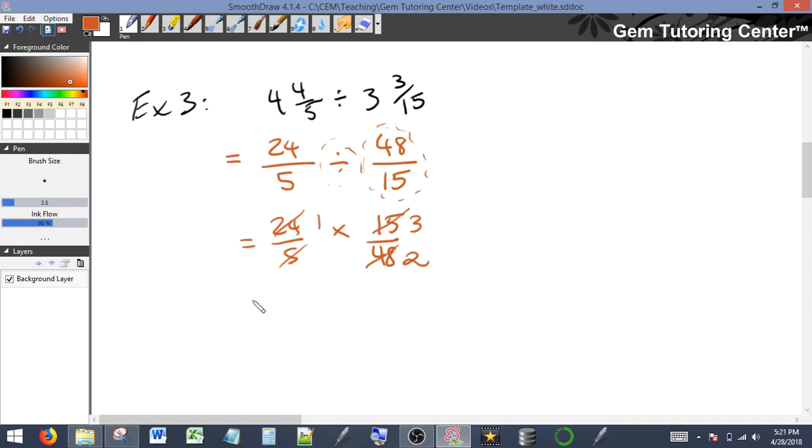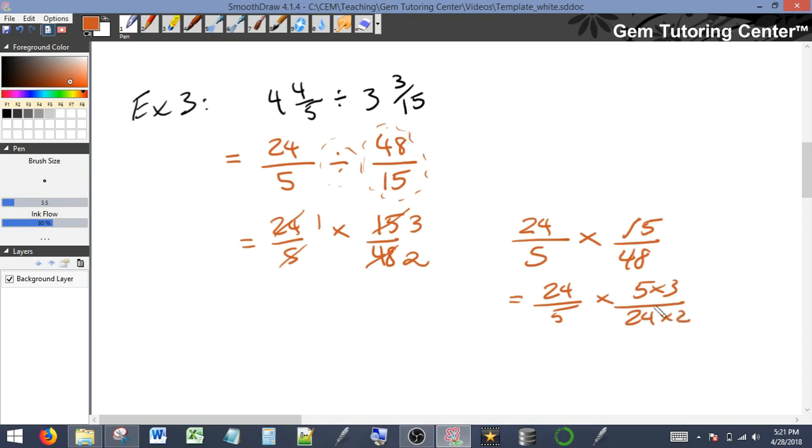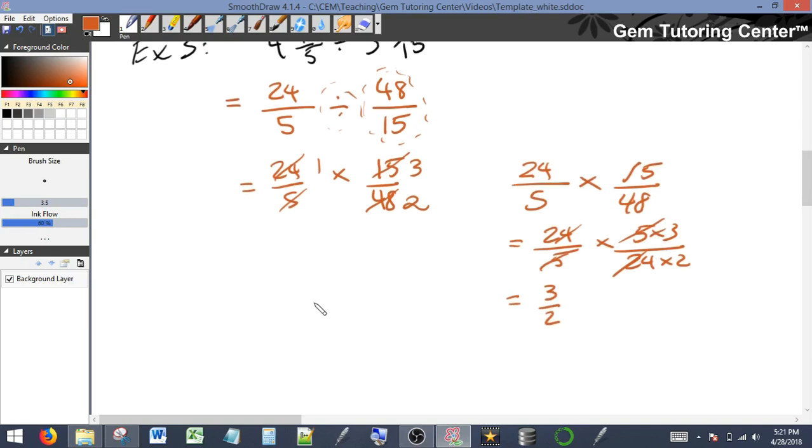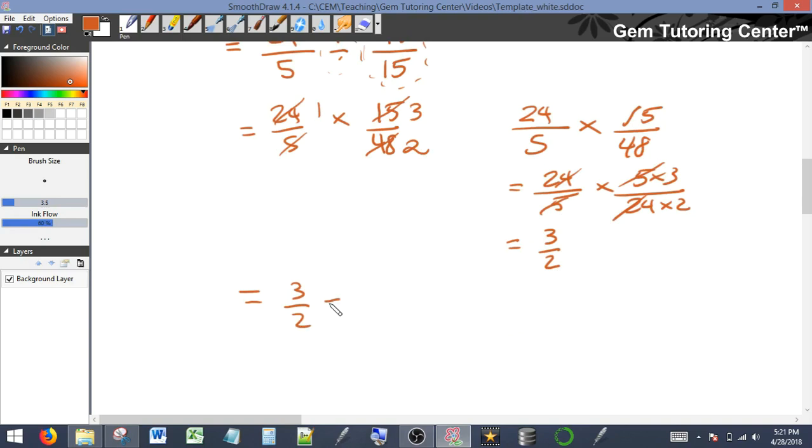If you're a little unsure about cancellations, let me do that in another step more slowly over here. This is what we had. This is equal to 24 over 5 times 5 times 3 over 24 times 2. So these 24s go away and these 5s go away. So we're left with 3 halves. And 3 halves is just the very simple mixed number, 1.5. So that sums up this video.